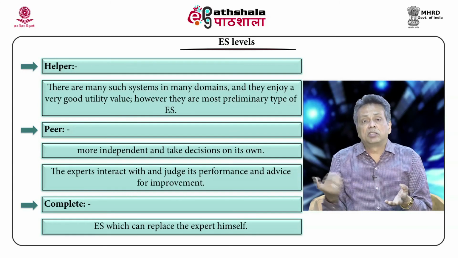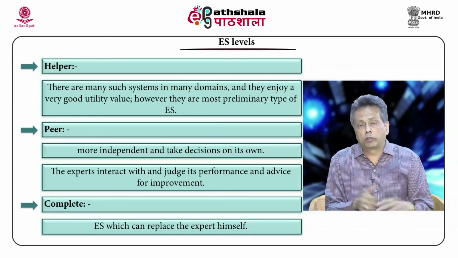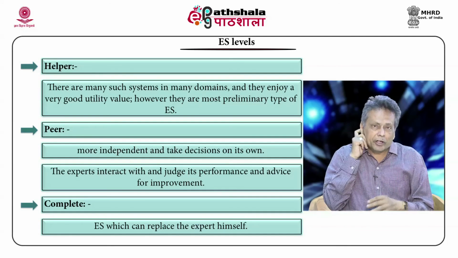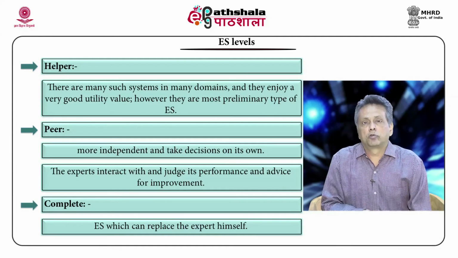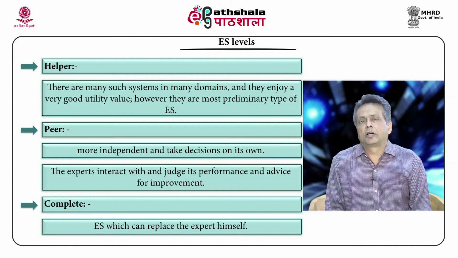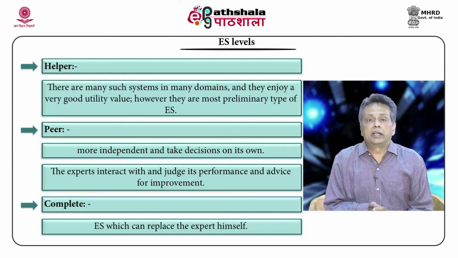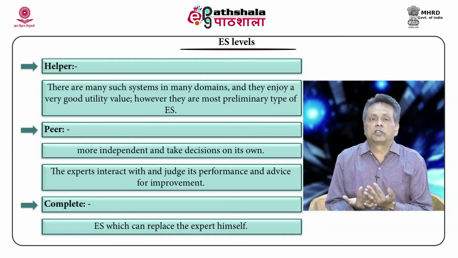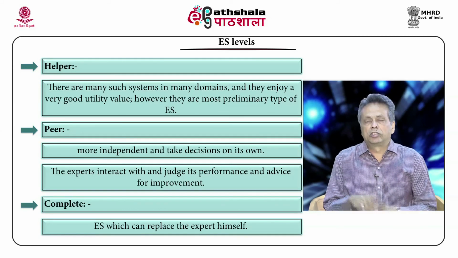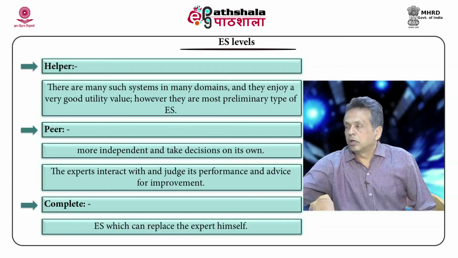And the third level is an expert system working on its own without any monitoring. In fact, the first two levels are possible to achieve so far, the third level is a little difficult right now, but the eventual idea of researchers is to build an expert system which can act like an expert. So these are the three levels of an expert system.